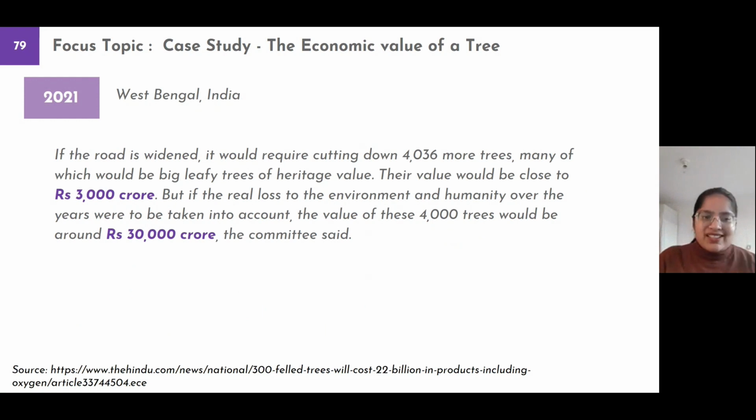Also, the committee added that if the road is widened, it would require cutting down of 4,000 more trees, and that would lead to a cost of 300 crores more. But if the real loss to the environment and humanity over the years is taken into account, the value of these 4,000 trees would be close to 30 crores. So this is just an example in India of what the value of environment is.